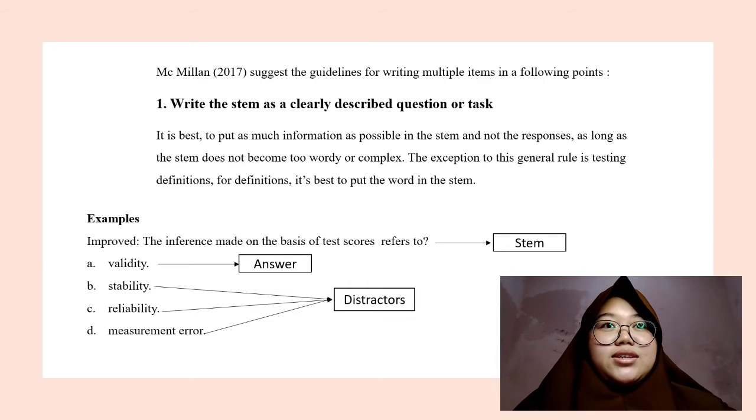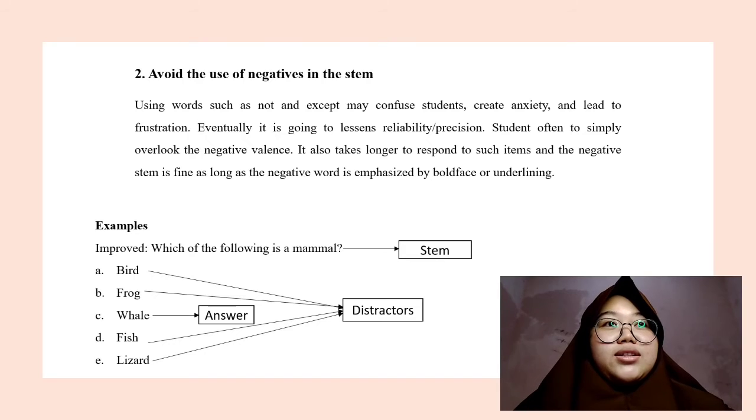And the second is avoid the use of negatives in the stem. Using words such as not and except might confuse students, create anxiety, and lead to frustration. Eventually, it is going to lessen reliability or precision. Students often simply overlook the negative valence. It also takes longer to respond to such items, and the negative stem is fine as long as the negative word is emphasized with boldface or underlining.